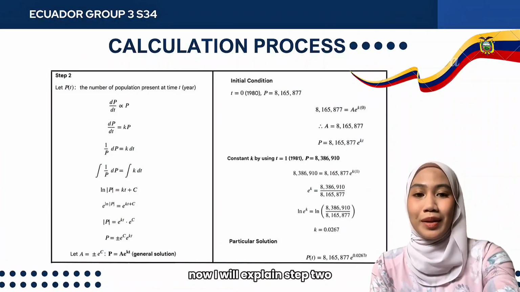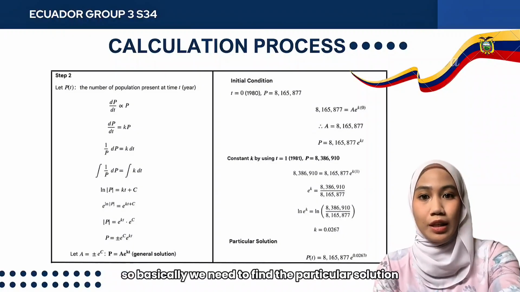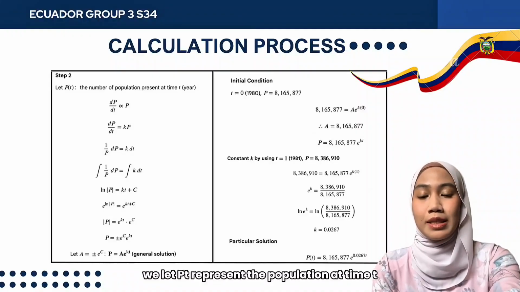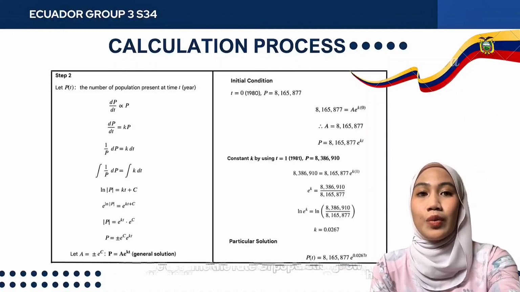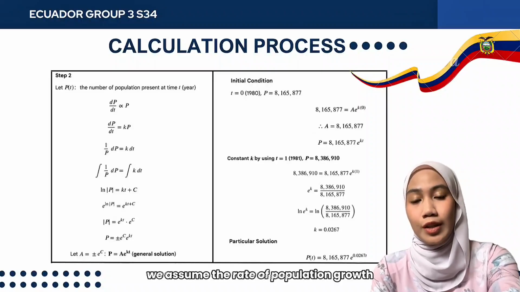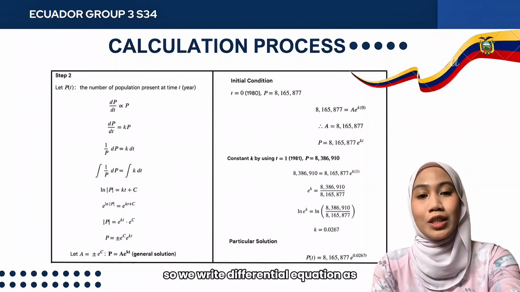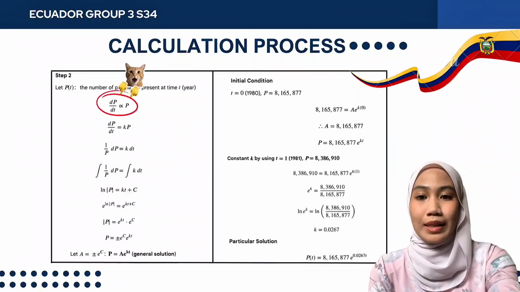Now, I will explain step 2, which is forming the mathematical model. So basically, we need to find the particular solution. We let P(t) represent the population at time t, where t is measured in years. We assume the rate of population growth is proportional to the population itself. So, we write the differential equation as dP/dt = kP.